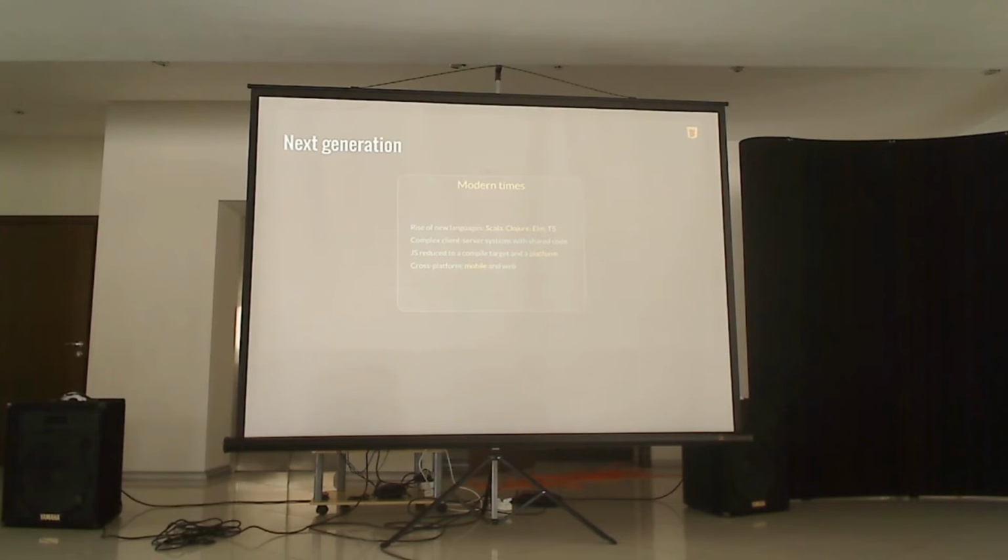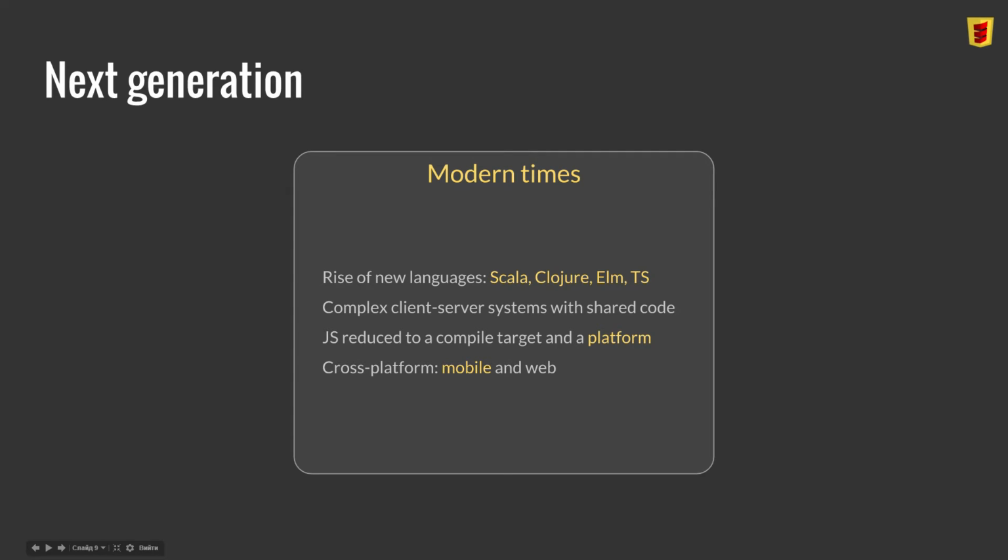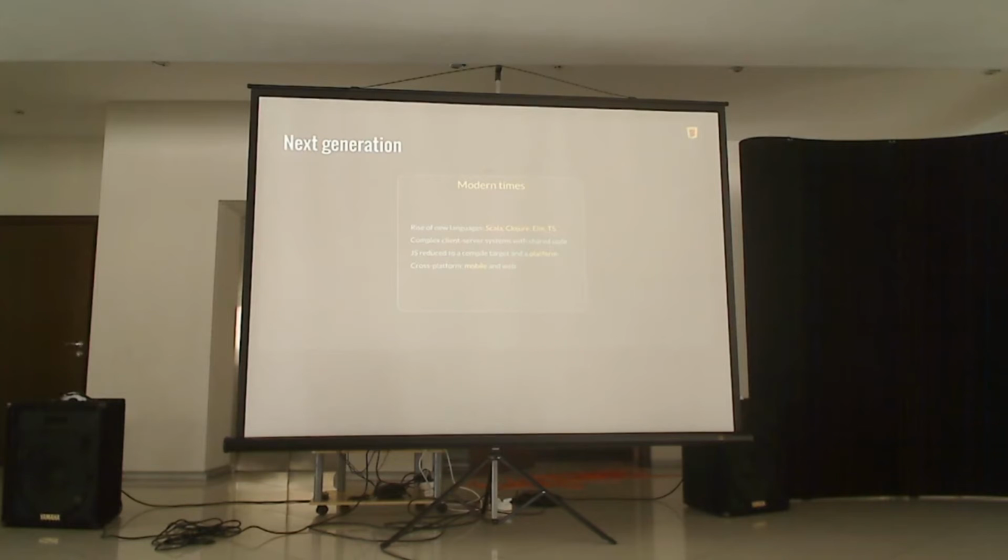And then the next generation that we are now seeing is that you have all these new languages coming up like Scala, Clojure, Elm, TypeScript, that people are starting to experiment with, not just using JavaScript, but using other languages as well, and sharing code between client and server. Of course, the JavaScript developers want to see JavaScript on the server side, so they created Node.js, but now Scala.js allows you to use the same code on the server side and on the client side, but instead of being JavaScript, it's actually nice and clean Scala code.